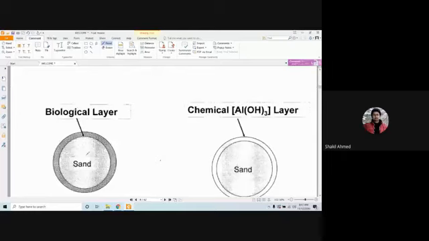So biological layer. Sometimes it's also possible that instead of a biological layer, you can form a chemical layer which is also sticky.